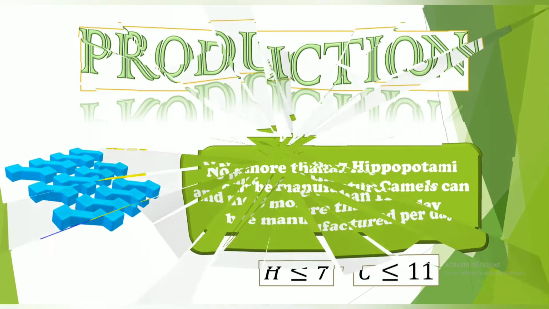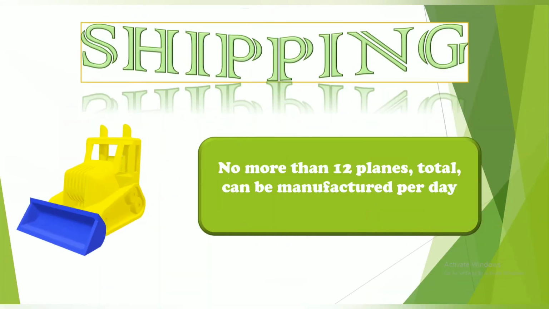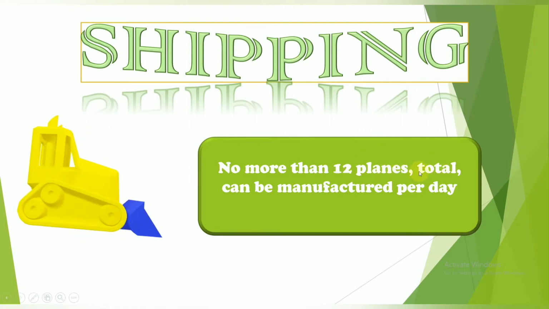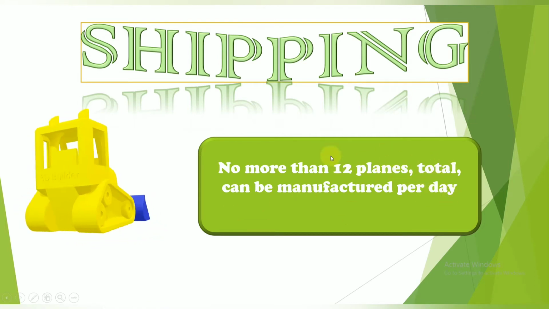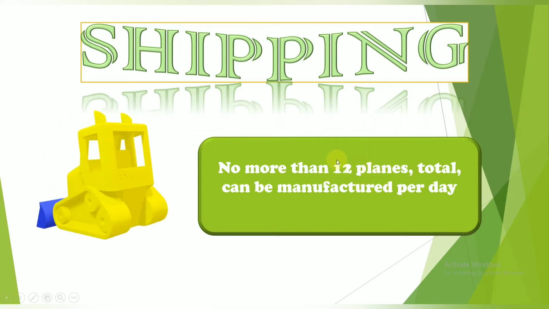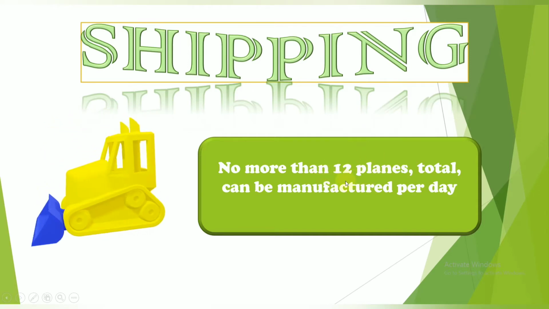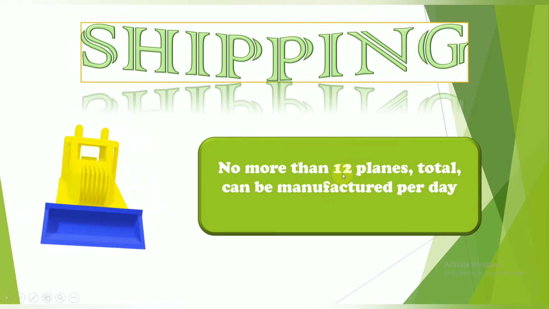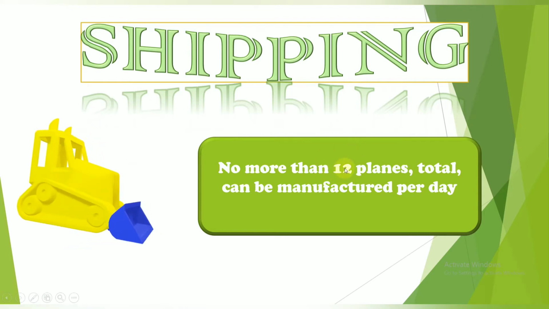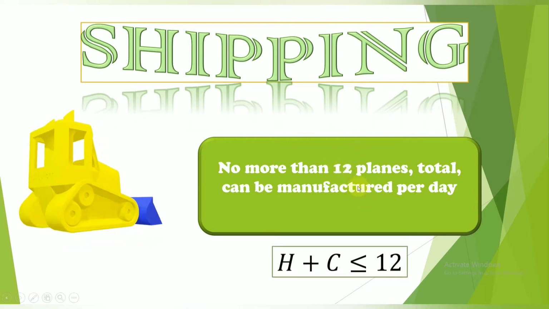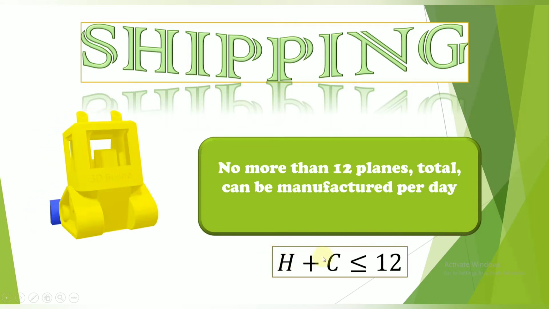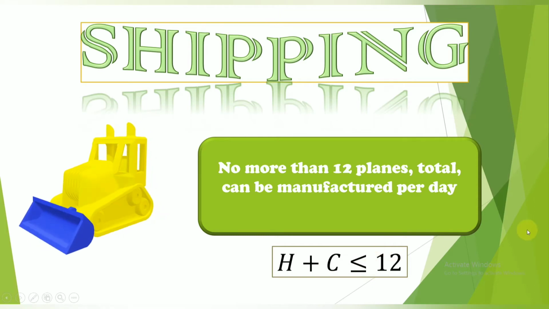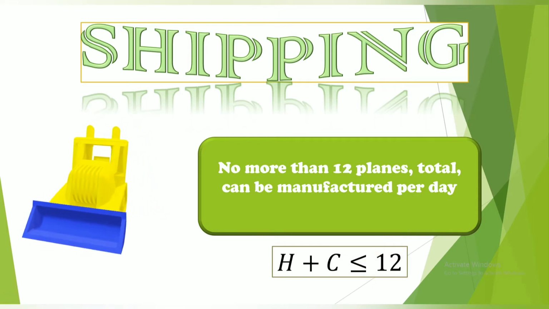Let's go to the second, shipping. For shipping, no more than 12 planes total can be manufactured per day. It means the total number of hippos and camels cannot be more than 12. It can be 12, it can be 7, it can be 8, but it cannot be more than 12. So the inequality statement is the number of hippos plus the number of camels is less than or equal to 12. That is how you translate the sentence.